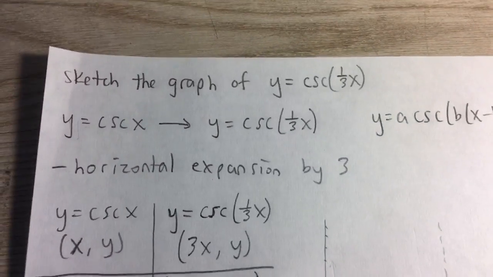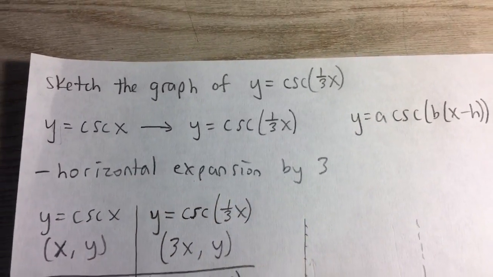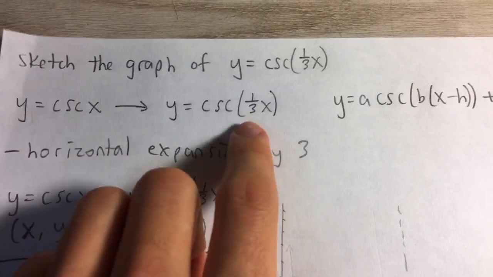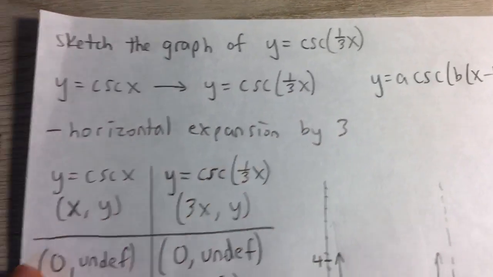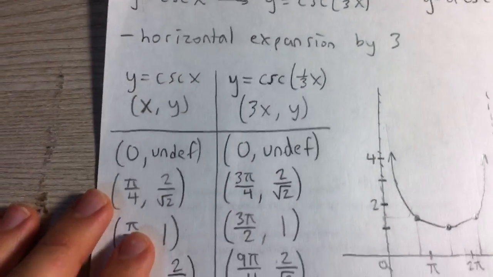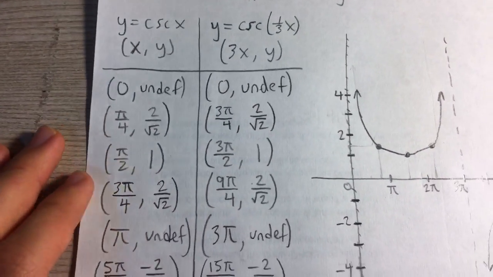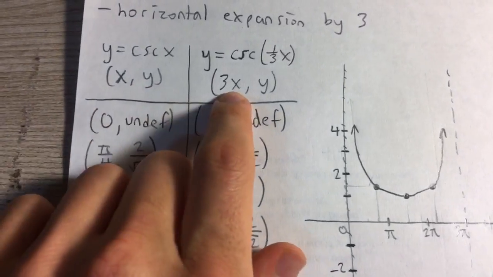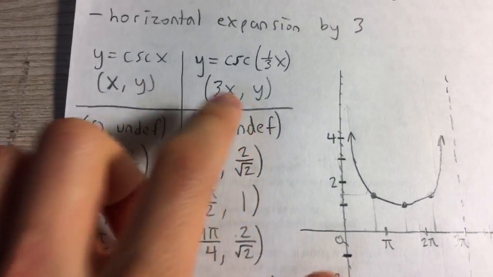We know b represents the horizontal expansion or compression, and actually the expansion or the stretch will be the reciprocal of this value. So what this means is it's actually a horizontal expansion by a factor of 3, even though it's 1/3. All we need to do is take every coordinate on the original graph and multiply its x coordinate by 3, so x becomes 3x.